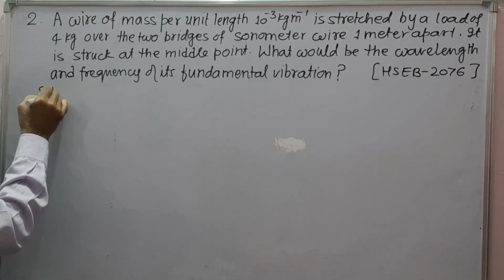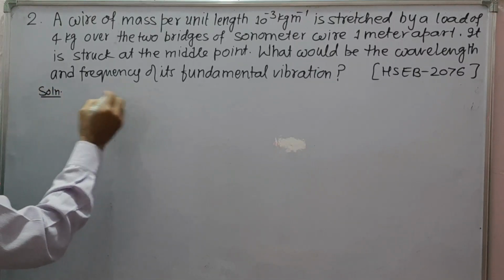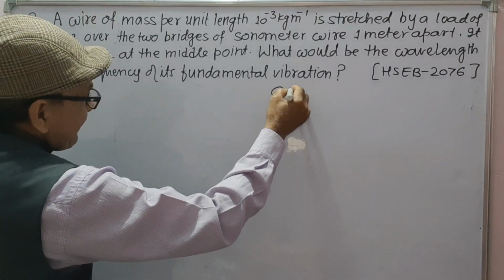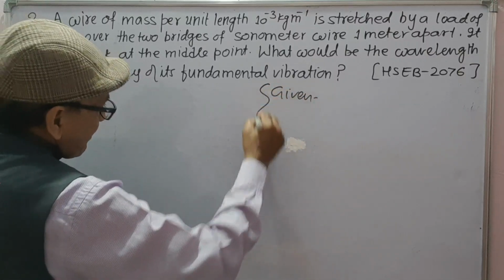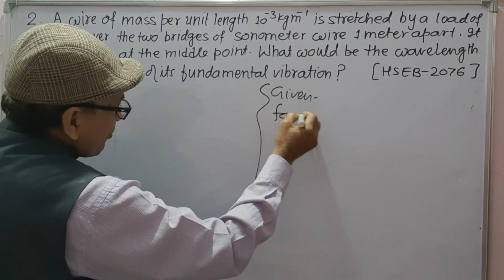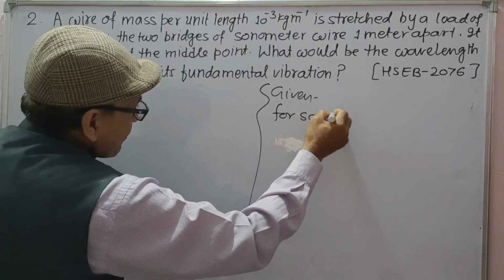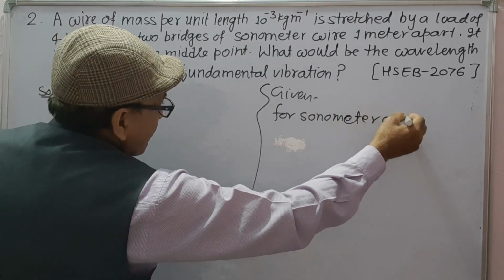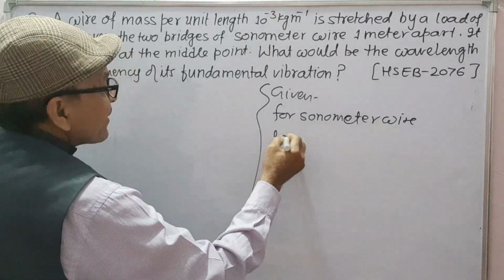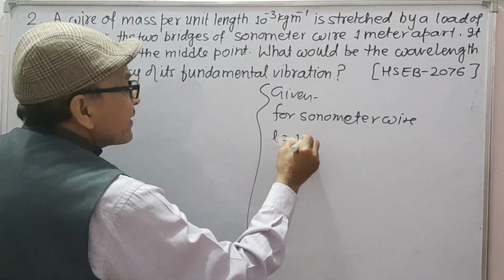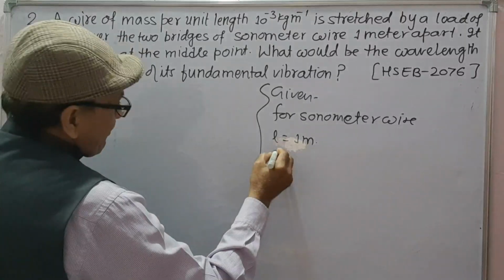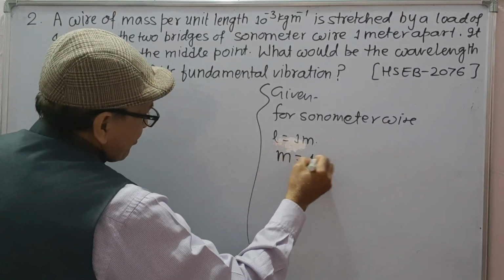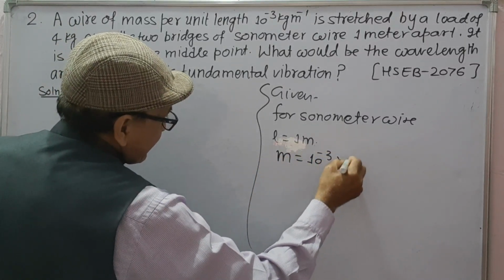Solution. Given, for sonometer wire, length between two bridges is 1 meter. Mass per unit length is 10 to the minus 3 kg per meter.